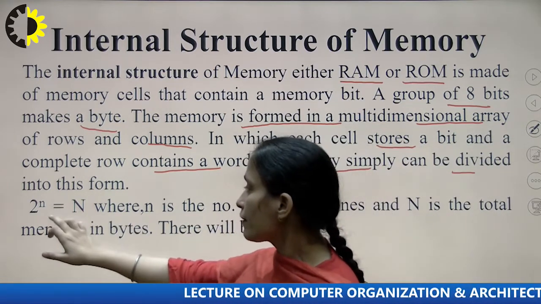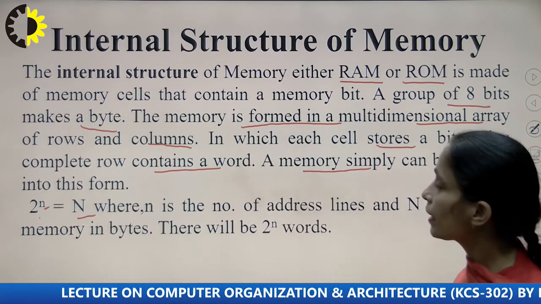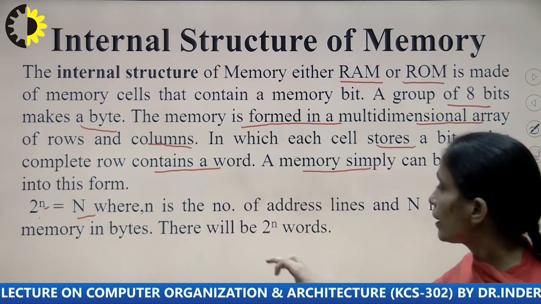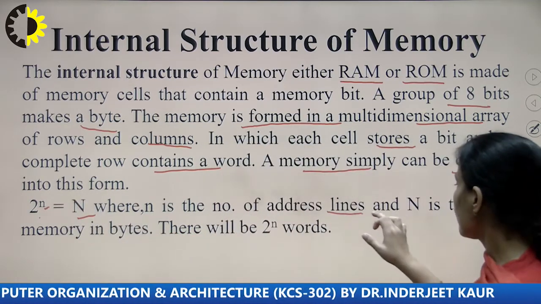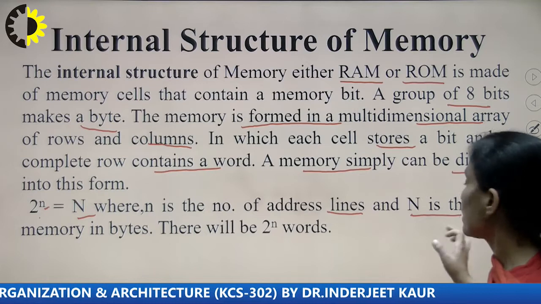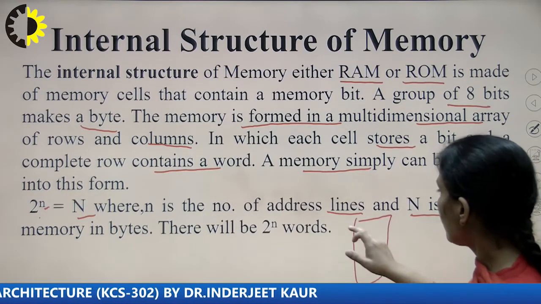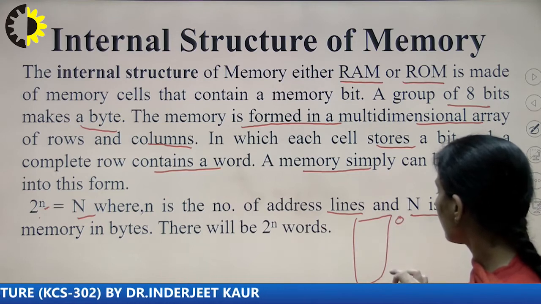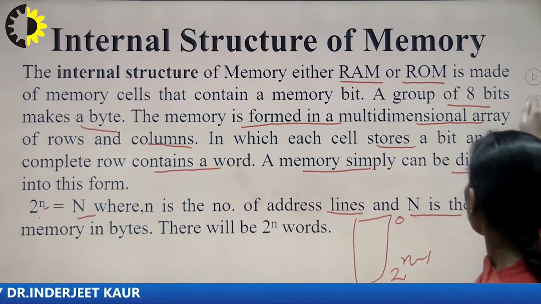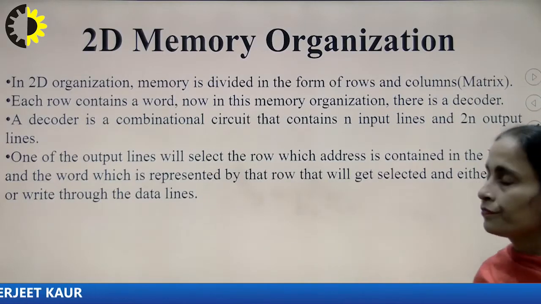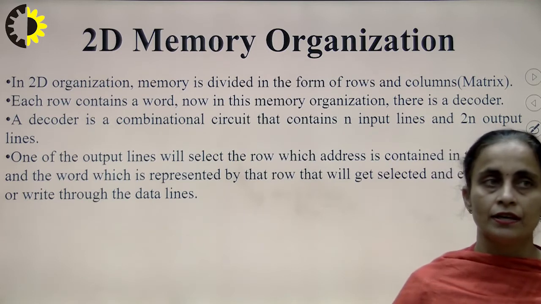Suppose it has n bits, so 2 power n, which I am taking as capital N. Here small n is the number of address lines, and capital N is the total memory in bytes. So there will be 2 power n words in my memory. Then what is 2D and what is 2.5D?